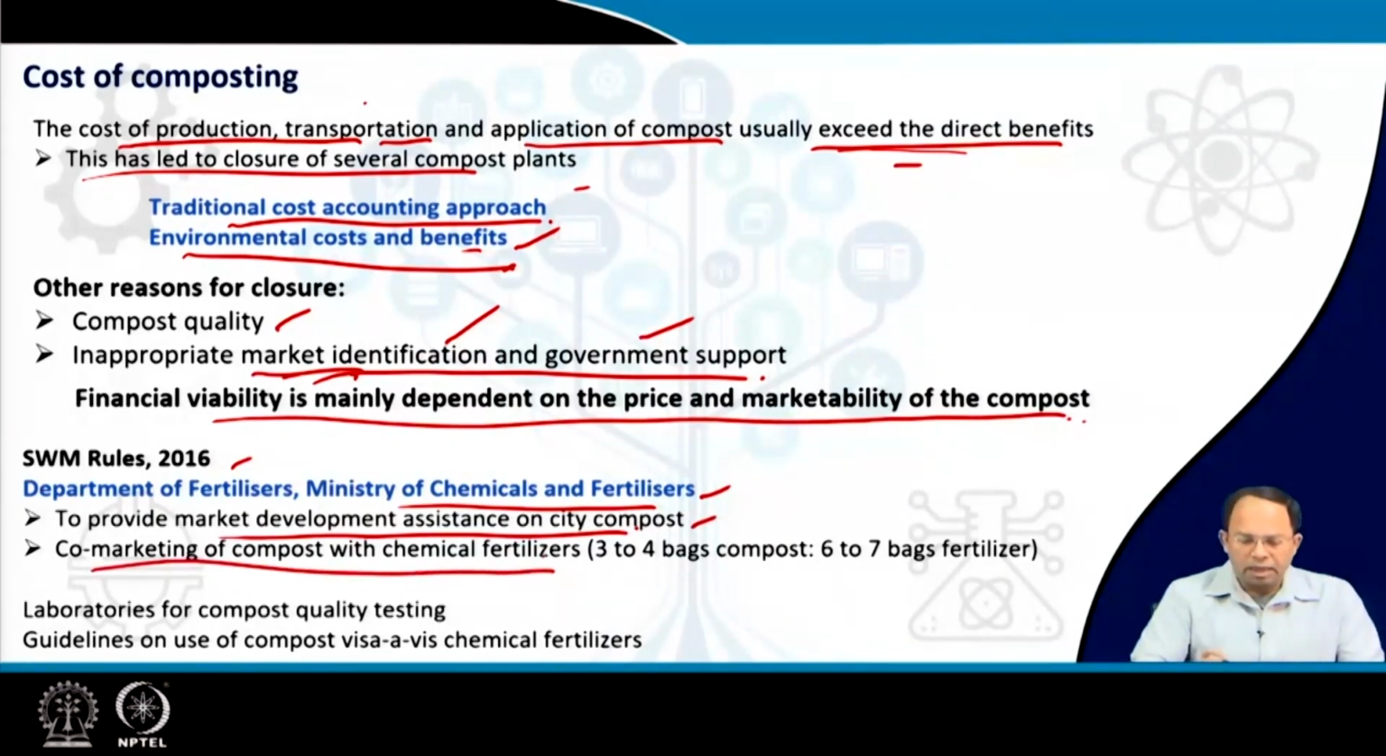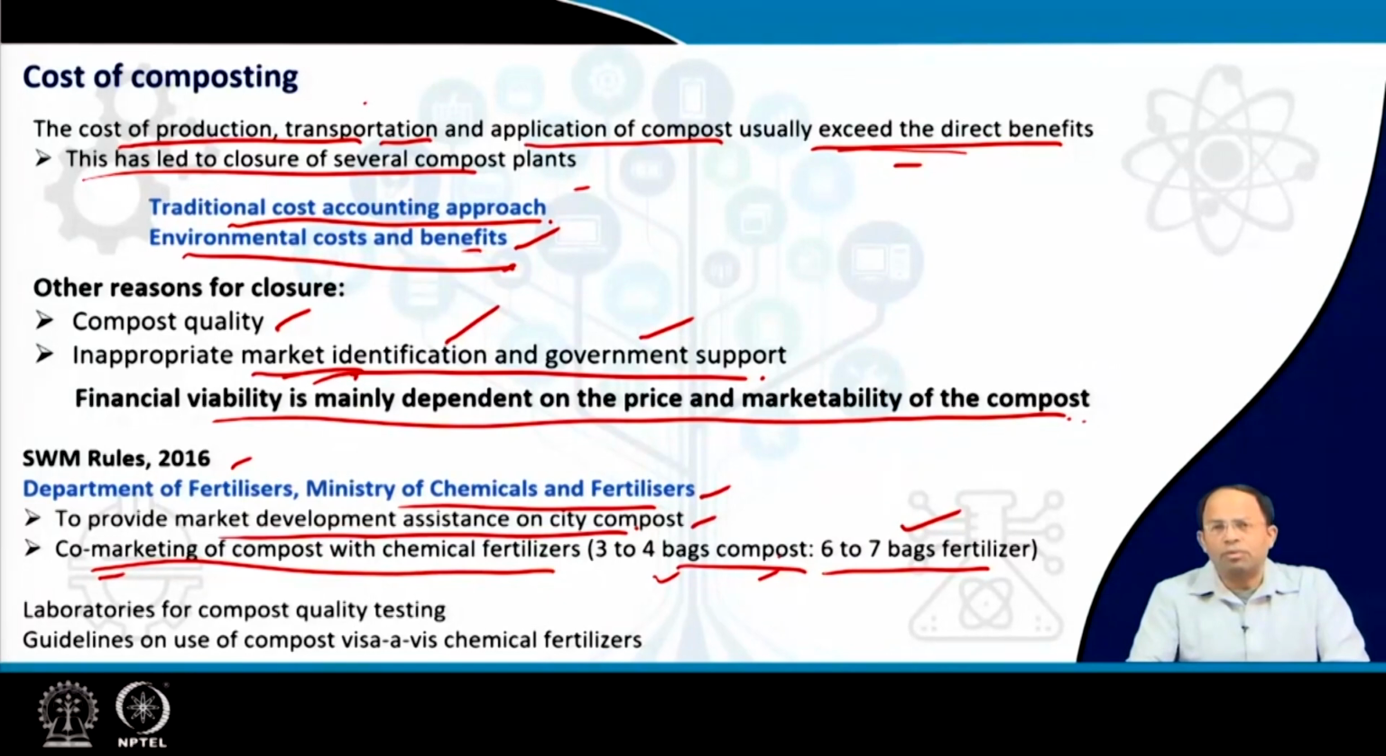Market development assistance has to be provided for compost, city compost particularly, and also co-marketing of compost with chemical fertilizer. That means for every 3 to 4 bags of compost, we can have 6 to 7 bags of fertilizer. So when you sell 7 bags of fertilizer, you should also sell 4 bags of compost along with it. That is called co-marketing of compost. Maybe with 6 to 7 bags of fertilizer, this amount of compost is given free. People will use it not by choice, maybe, but by giving it with some amount of subsidy, or including the price of compost with fertilizers. In that case, people would be able to use it, and eventually there would be a lot of environmental benefits to overall society or for that urban area.